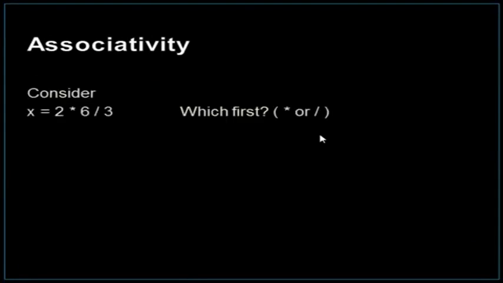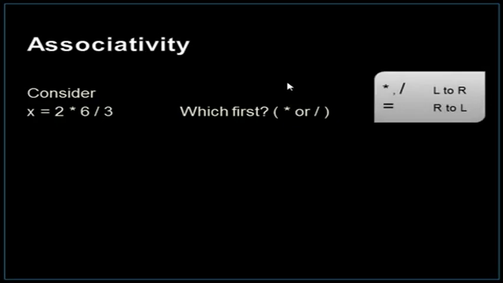Okay, now let us look at a simple term called associativity. Associativity comes to the rescue when you have confusion upon which operator to operate upon first. Consider this expression: x equals to 2 into 6 by 3. Now there is a confusion between which to solve first, multiplication or division, because in the C priority level, multiplication and division are on the same level of hierarchy. So which to solve first? Here comes associativity to your rescue.